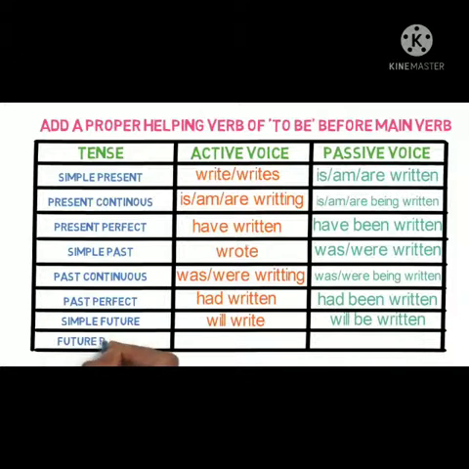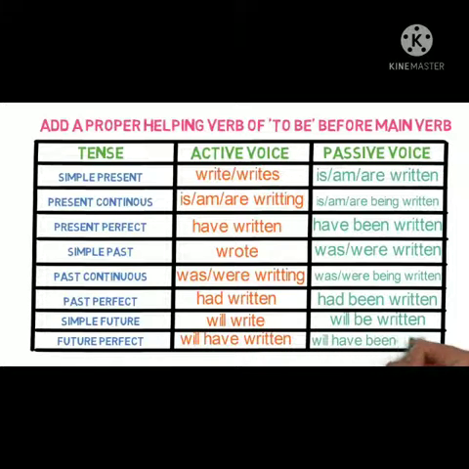And for future perfect tense, in active voice, we use will have written, while in passive voice, we use helping verb been after have and written, which is the verb's third form. So, these are the 8 tenses chart for understanding which helping verb to use.